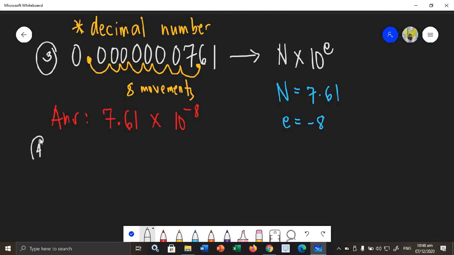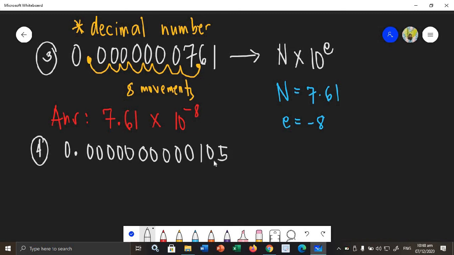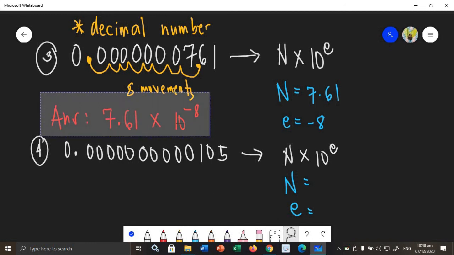So let's say we have the last example. So let's say I have 0.00000. So let's say I have this example. Okay? So again, imbis na isulat natin in this form, we can write this in scientific notation. Okay, in this format. So we will look for the value of n and the value of e. But then, first locate the decimal point and move it to the right. Kasi the given again is a decimal number. Okay, katulad ng kanina.